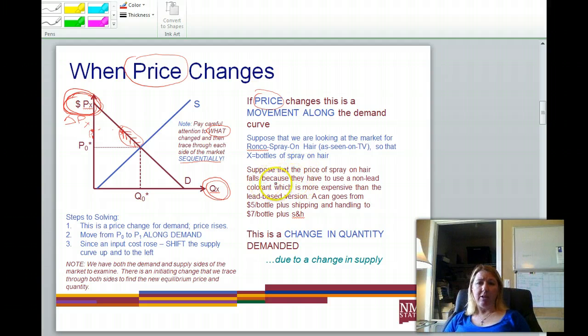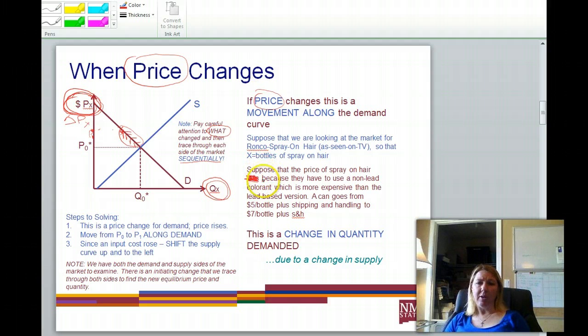Suppose the price of spray-on hair falls because they have to use a non-lead colorant, which is more expensive than the lead-based version. So a can goes from $5 a bottle plus shipping and handling to $7 a bottle. And so the price actually rises here. I'm sorry. I was thinking something else.